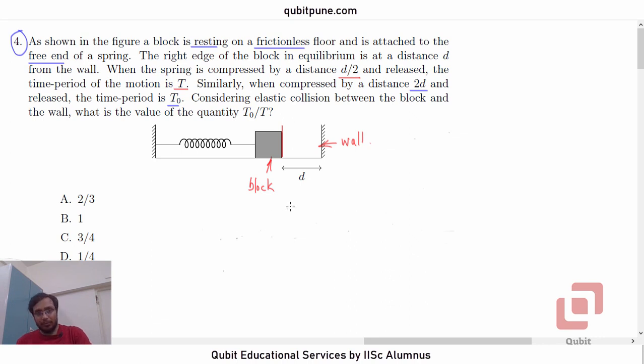Now, to solve this problem, we have to first understand that in the first case, the spring is being compressed by a distance d by 2. Okay. So when the maximum compression, or let's call it amplitude, is d by 2, the block executes SHM, right? The block will execute SHM completely.